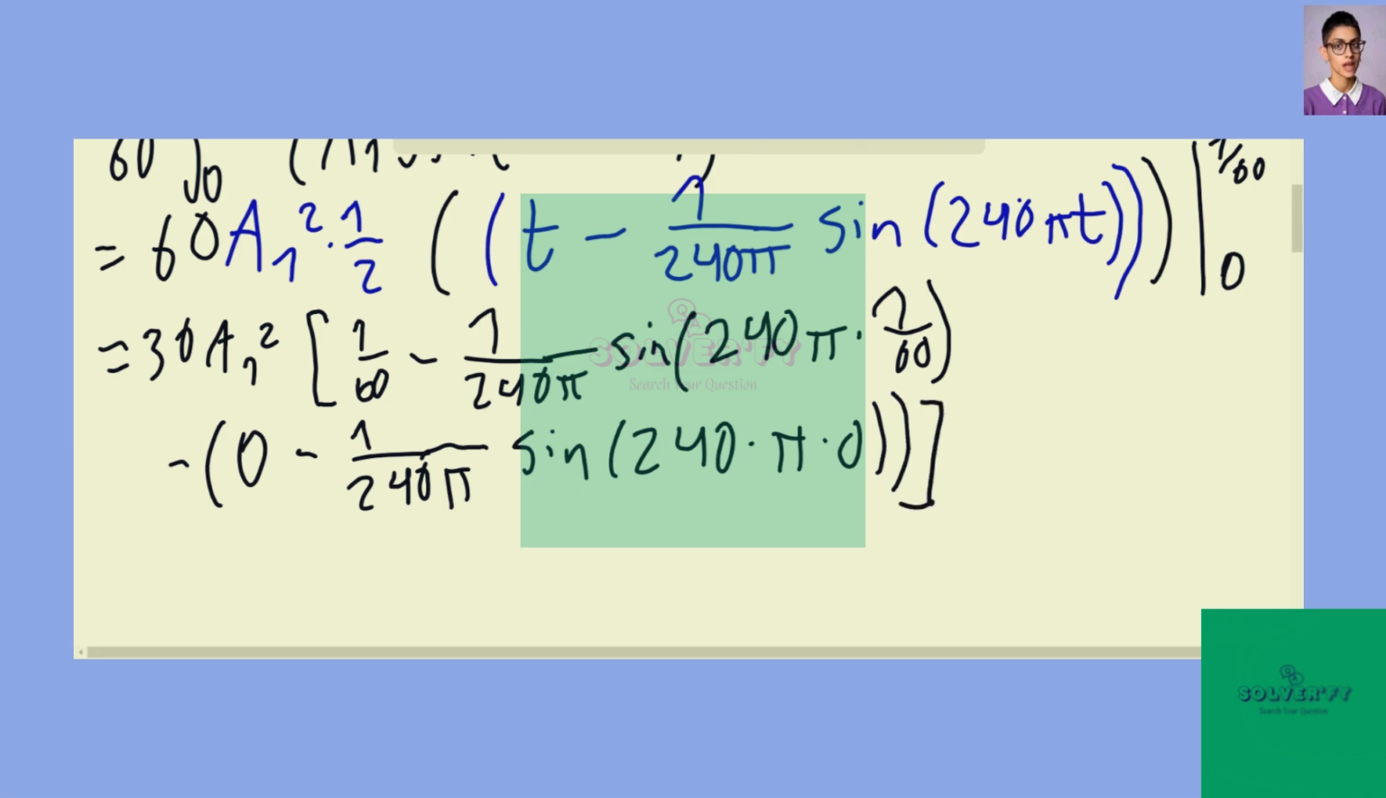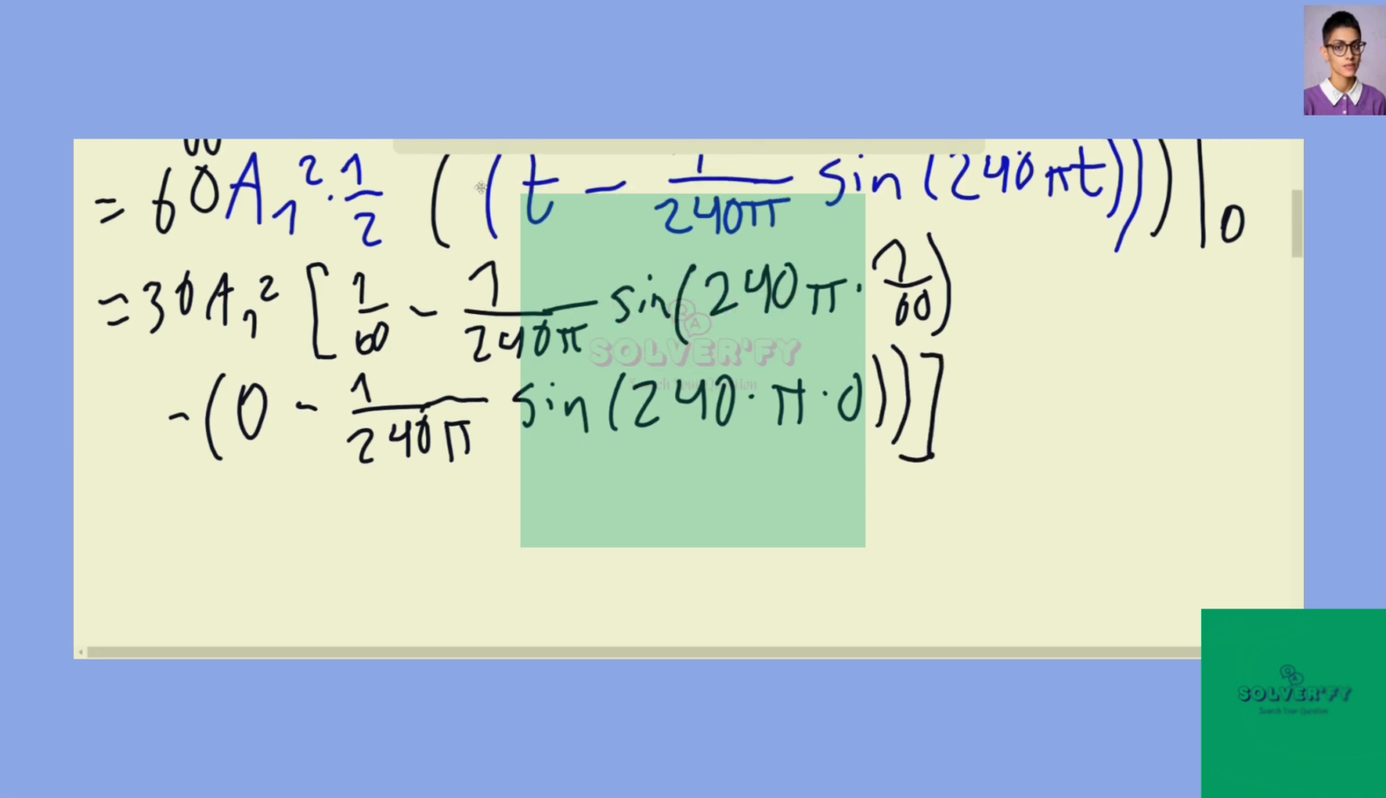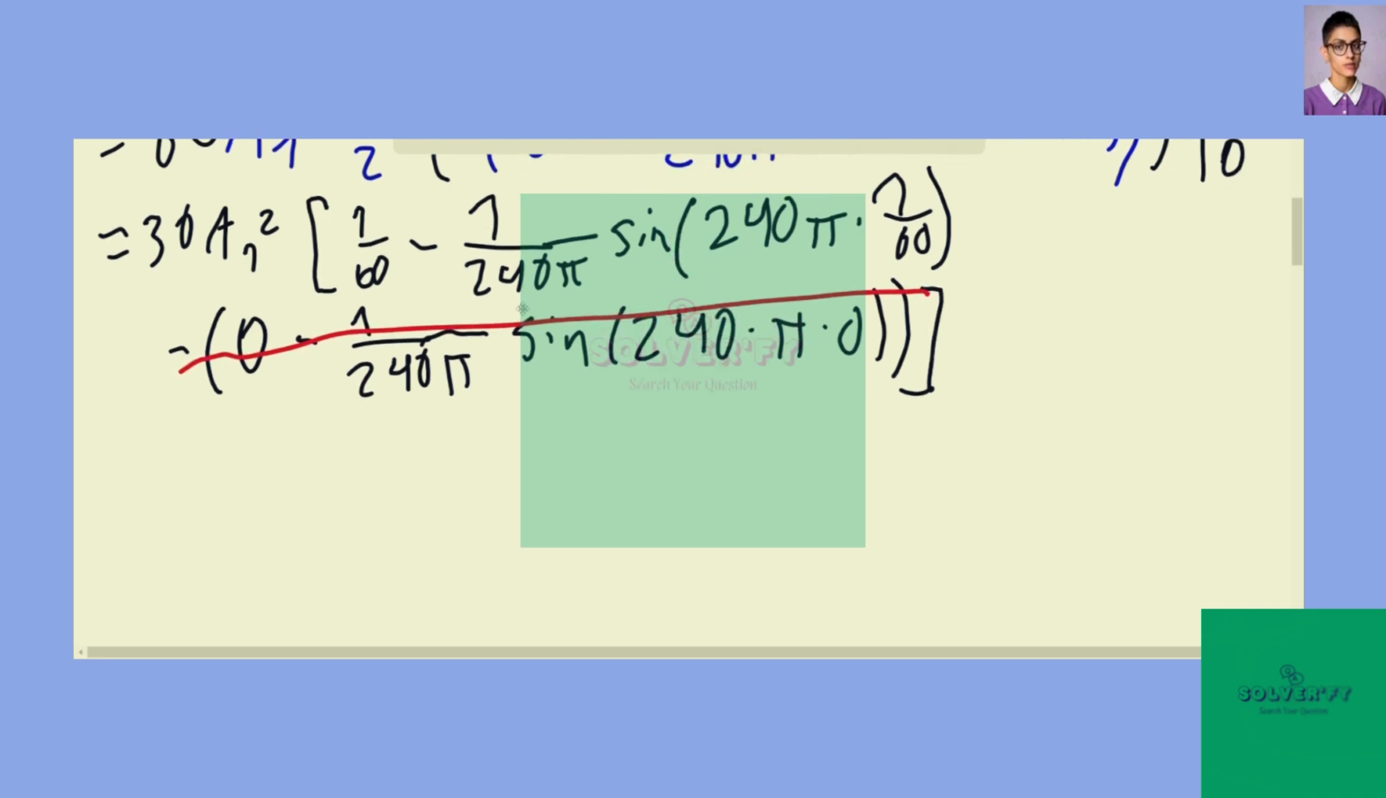So we have that. Now we're just going to evaluate what's inside these square brackets. So we can look at the second part first. There's 0, and then here, 240 times pi times 0, that's 0. Sine of 0 is 0. So this entire second part is just 0, so we can cross that out. Subtracting 0 does nothing. Now we look at this first part.